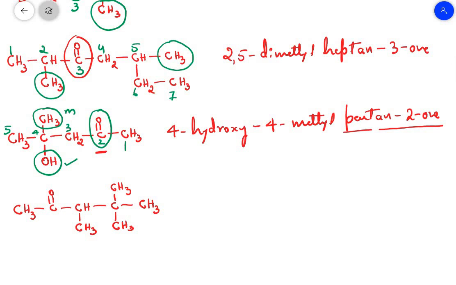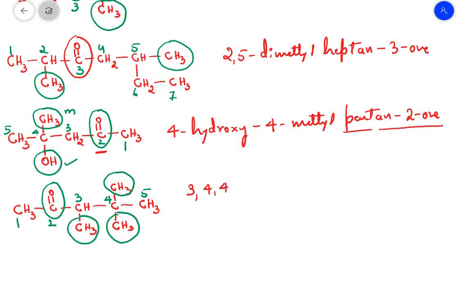In the next example we are having a ketone group present here, so numbering has to be done from left hand side, first carbon, second, third, fourth and fifth. But at third carbon atom we are having one methyl group, and at fourth carbon atom we are having two methyl groups, so all are same alkyl substituent, henceforth we can write it as 3,4,4-trimethylpentan-2-one.